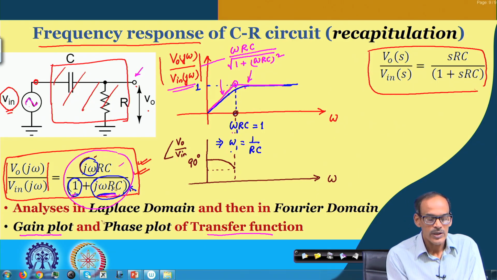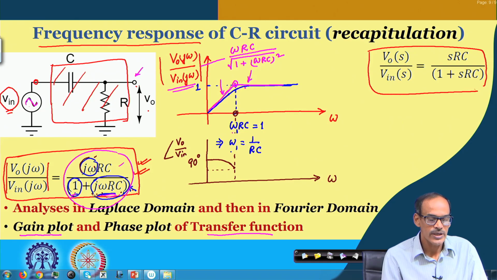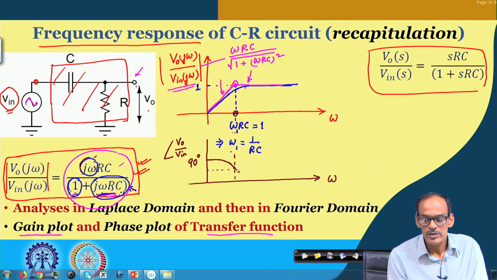Beyond that, once you increase omega further, omega into R C may be dominating, and then the numerator j part and the denominator j part get cancelled, and it becomes basically one real part. Which means that the phase shift will be 0 degree.